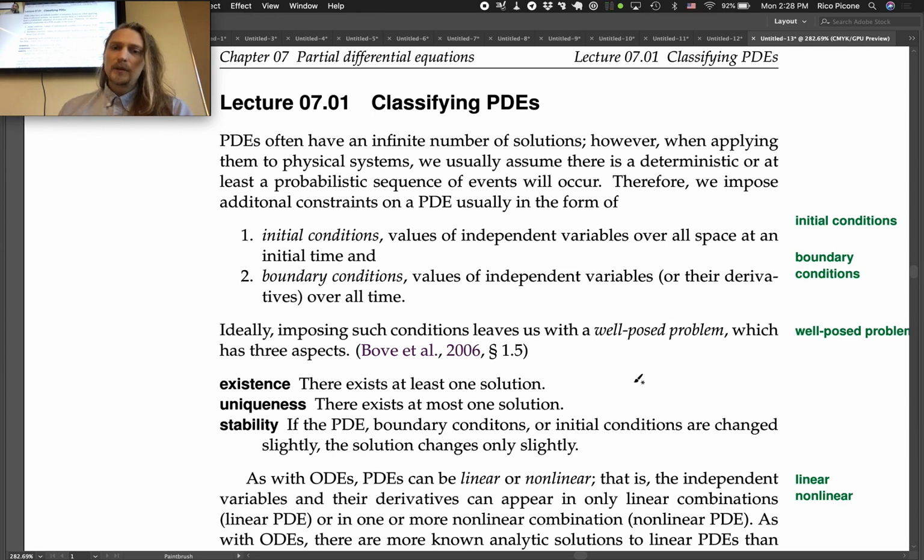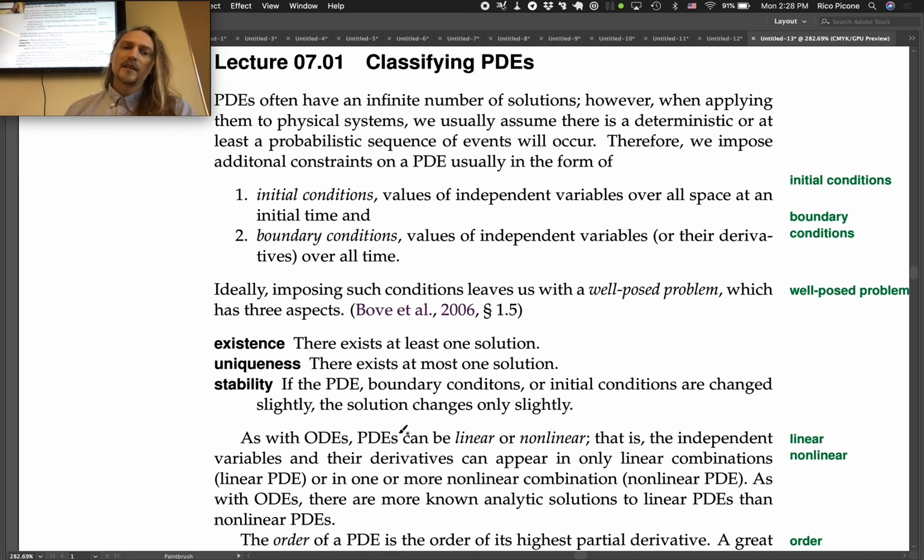Ideally, imposing such conditions leaves us with a well-posed problem, which has three aspects. Existence, so there exists at least one solution. Uniqueness, there exists at most one solution. And stability, if the PDE, boundary conditions or initial conditions are changed slightly, the solution changes only slightly. Okay? So if that wasn't the case, then we would have a problem that is not well posed, if these are not the case.